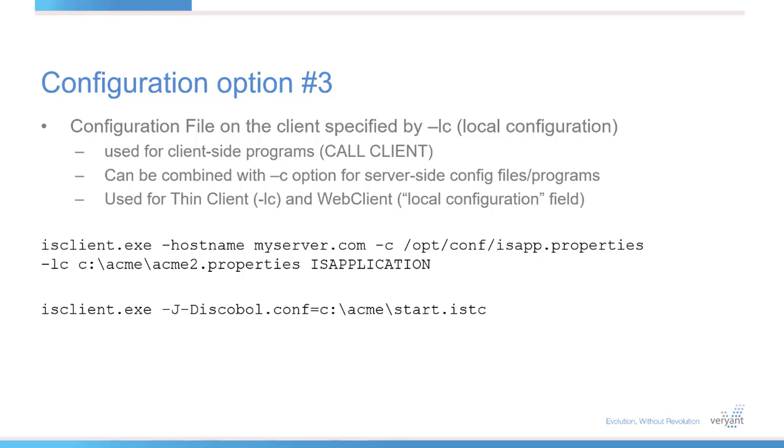The second example calls a .istc file. Now, if your client machine doesn't have the istc extension mapped to the isCOBOL ThinClient in file associations, you can still use the istc file because it's considered a local configuration file. So you can pass it to the isc client with the -lc switch, and it'll launch the program. Now, note in this example, instead of using -lc, I'm using the -j-d isCOBOL.conf. That's what the -lc expands out to with the runtime. So either one of those will work.